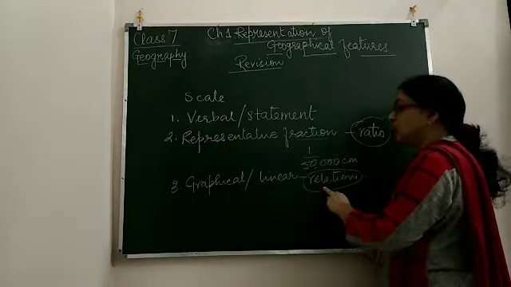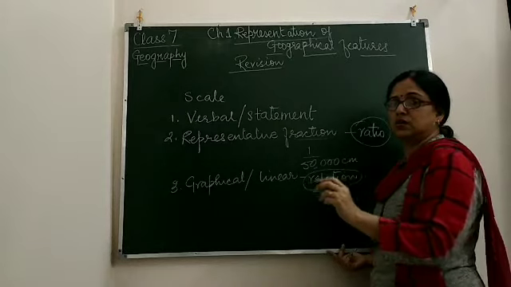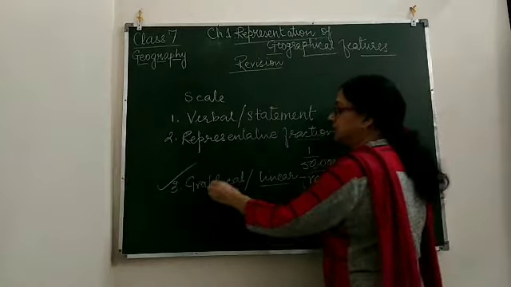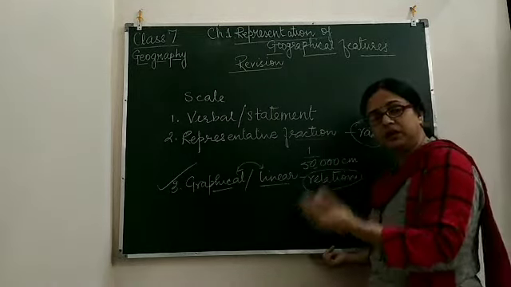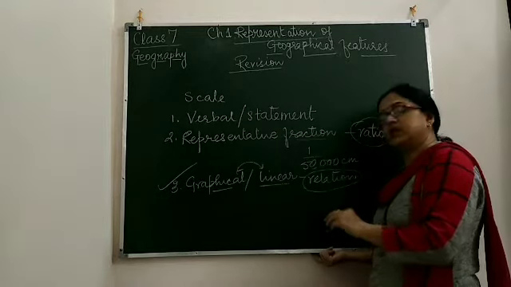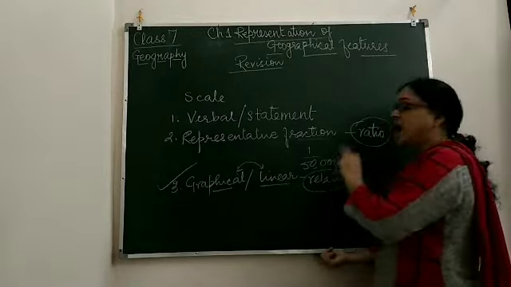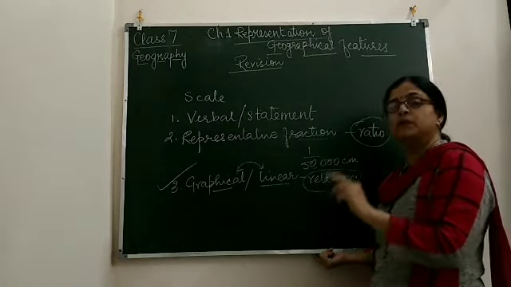This is one of the accurate methods of measuring distance. Which one is it? The linear scale or the graphical scale. Also keep both the names in mind, that the linear scale is also known as the graphical scale, and this is one of the most accurate methods of measuring the distance.